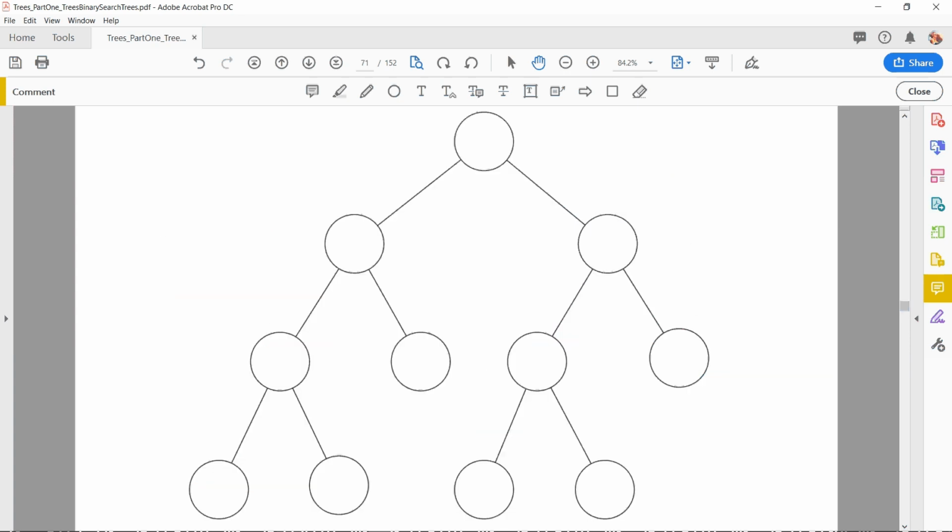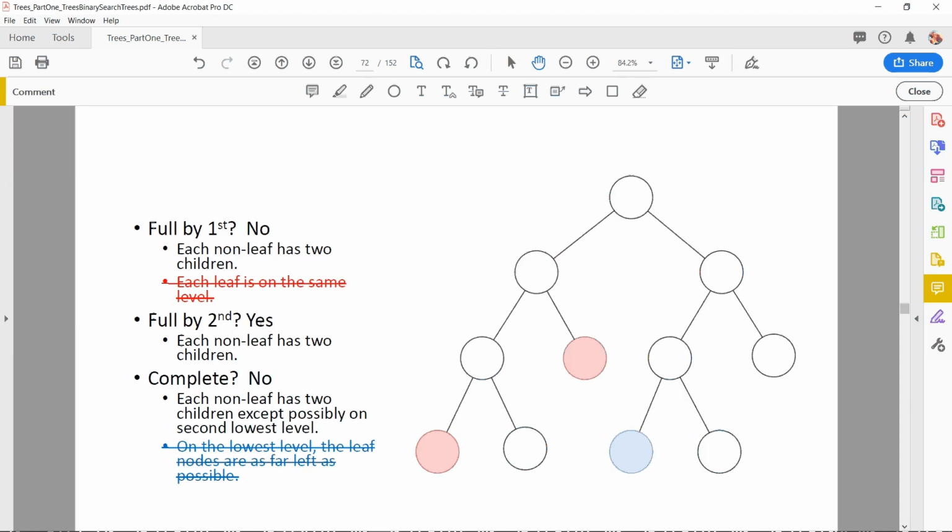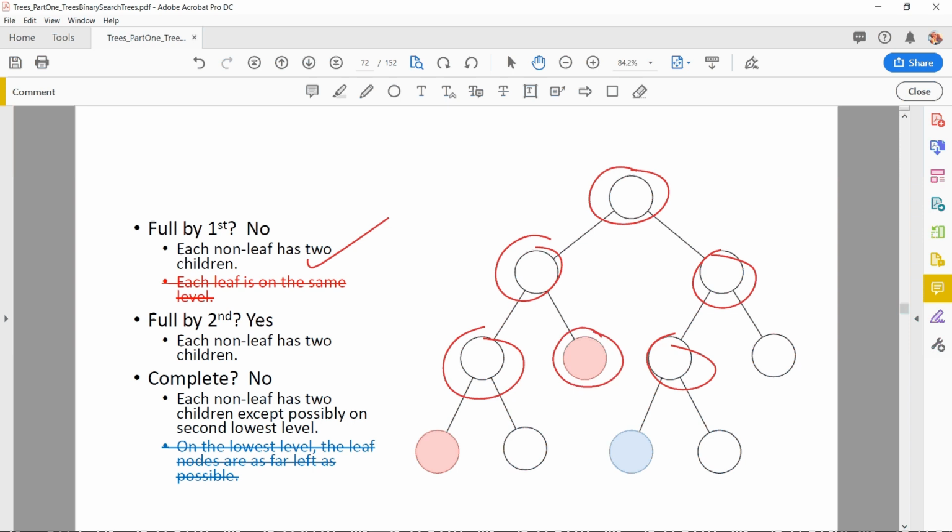Take a look at this one. So this tree is not full by the first definition. So let's look at the first part. Does each non-leaf have two children? So two children, two children, two children, two children, two children. Yep, that part's okay. Is each of the leaves on the same level? No. Here's a leaf on this level and here's a leaf on that level. So these leaves are on different levels. Doesn't meet that part. Not full by the first definition. But it is full by the second definition because each non-leaf has two children. So this is not full by the first one, full by the second one.